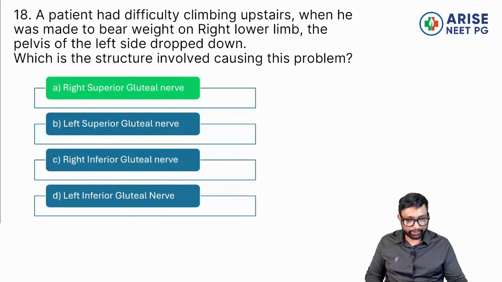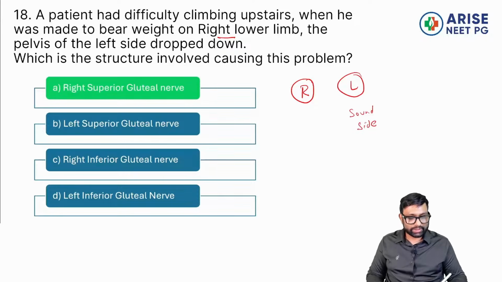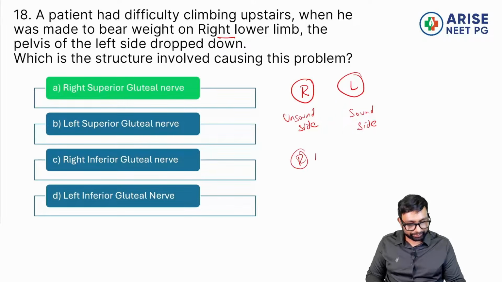So how will you answer this question? A patient, when he bears weight on the right lower limb, the pelvis is dropping towards the left side. So this has to be the sound side. Left side is the sound side and the right side is the unsound side. Do you agree? The right side is the unsound side. So what is the problem here? The patient has a right abductor weakness.